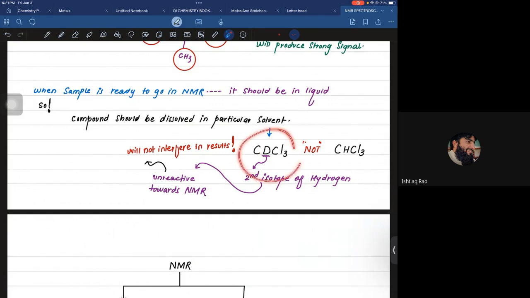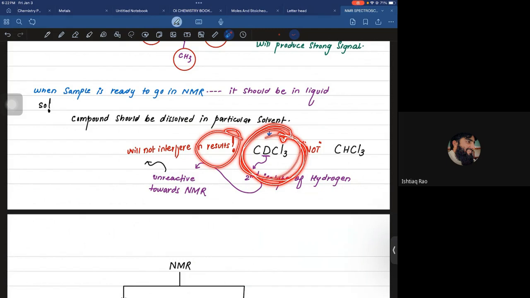That is CDCl3. In CDCl3, this is the second isotope of hydrogen, deuterium, which is NMR inactive. So when you dissolve your sample into this solvent, the solvent would not interfere in the results because it's not going to give any signal in this NMR spectroscopy. As you can see, all the elements are NMR inactive. So that's why you need to know this.